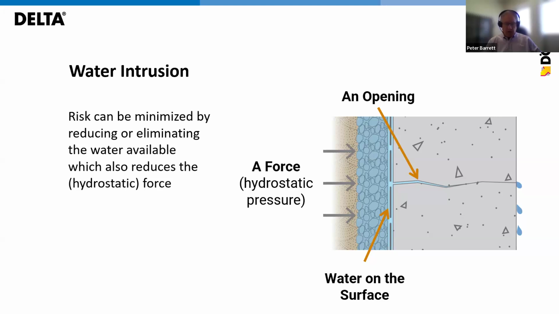What's really important is you need all 3 of these to occur at the same location for a water leak or intrusion to occur. If you eliminate any one of these factors, you can successfully stop water from entering your building. No opening, no water leaks. No water, no water leaks. No hydrostatic pressure, no water leaks.